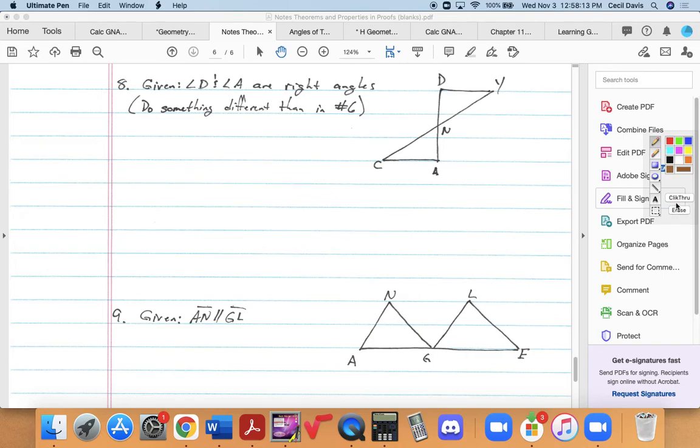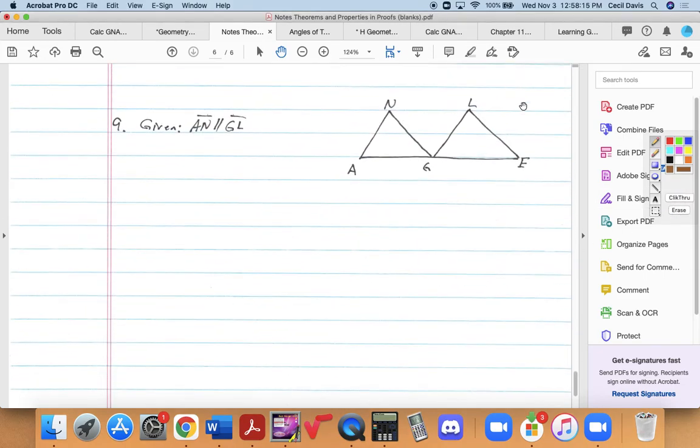All right, let's look at this last one. We've got parallel lines. See what you can do with it.